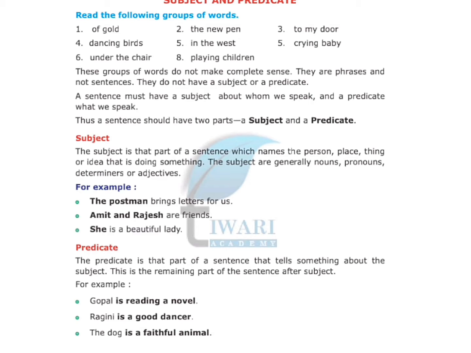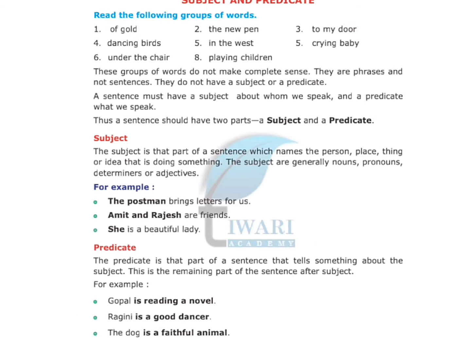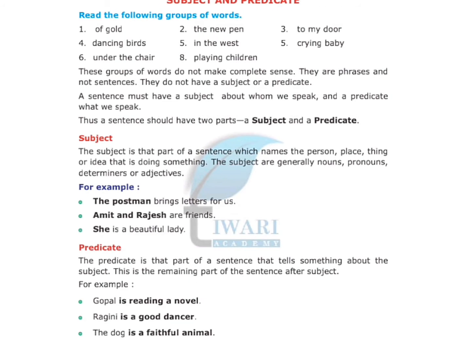Now look at the subject and predicate. Read the following groups of words: up cold, the new pen, to my door, dancing birds in the west, crying baby, under the chair, playing children. So these groups of words do not make complete sense, right? So they are phrases and not sentences. These are called phrases, not sentences, because they do not have a subject or a predicate.